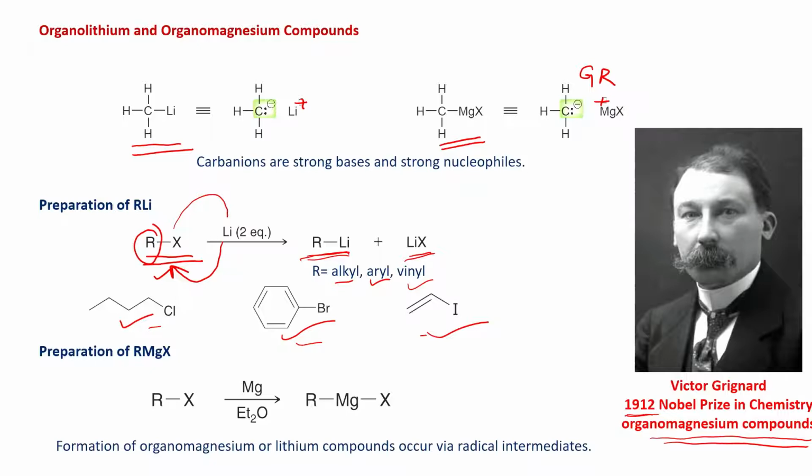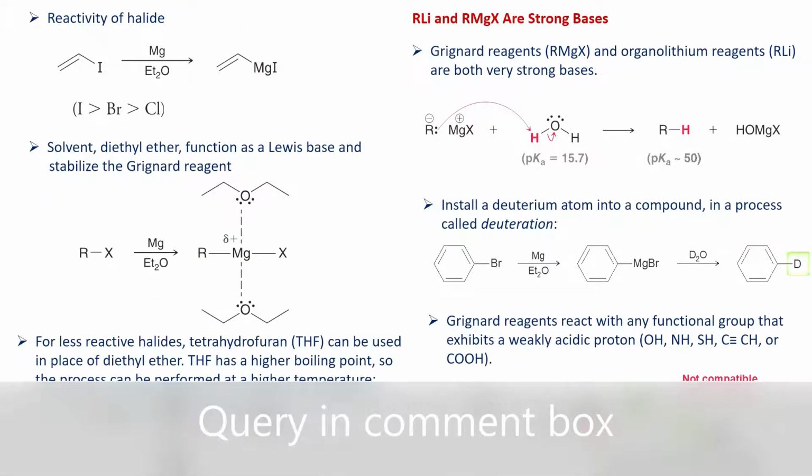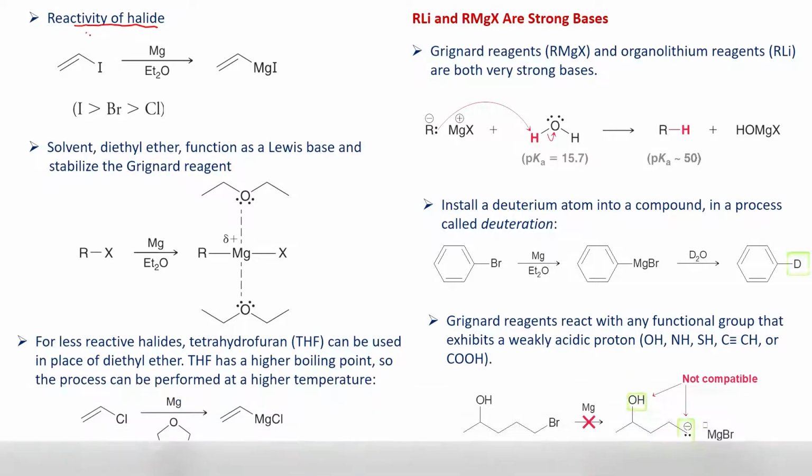Similarly, if you treat organohalide with magnesium in presence of diethyl ether, you will get your Grignard reagent. Okay, and this formation of organomagnesium or organolithium compound occurs via radical intermediates. We will study this in future, how it is prepared. Now we come to reactivity of halide.